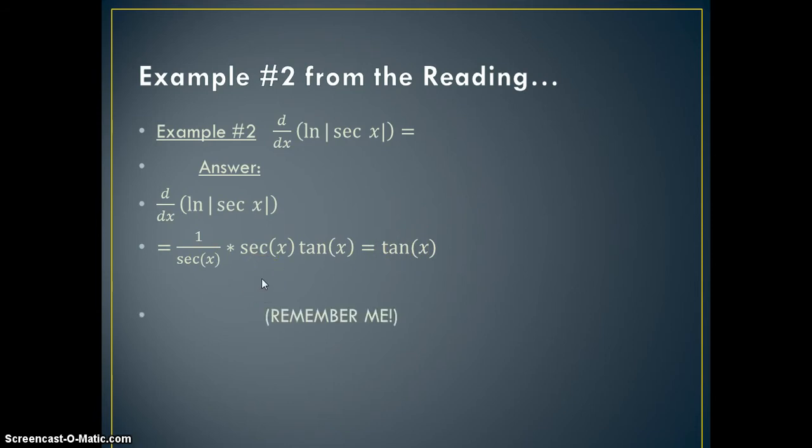Remember, this is a formula we will see in a little bit when we go back to find antiderivatives. And it's important to see that the derivative of this seemingly complicated statement, natural log of absolute value of secant of x, is just tangent of x.